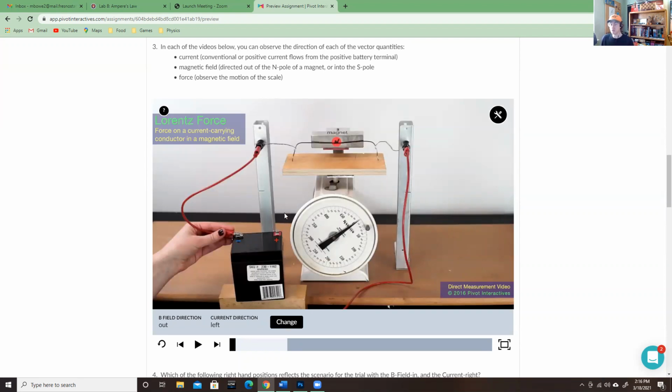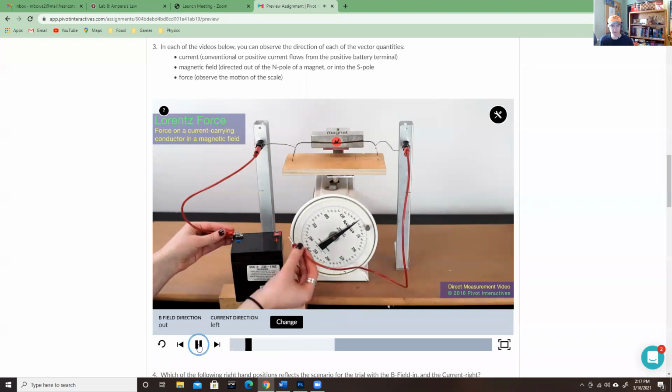So you're going to use this as a practice tool. You're going to see what happens in all of these combinations. North side is facing, and then the current is going this way. What happens when the current goes that way? Let's, for example, do this one. So the positive side is over here.